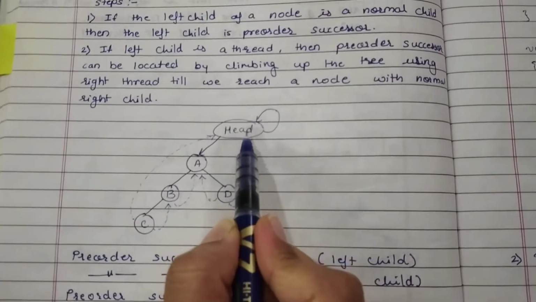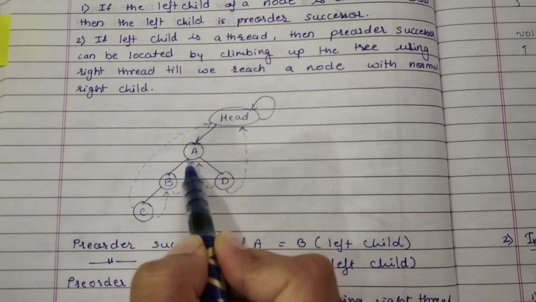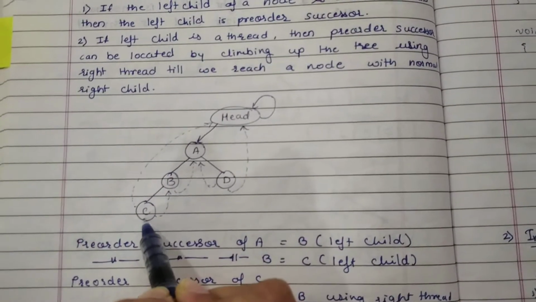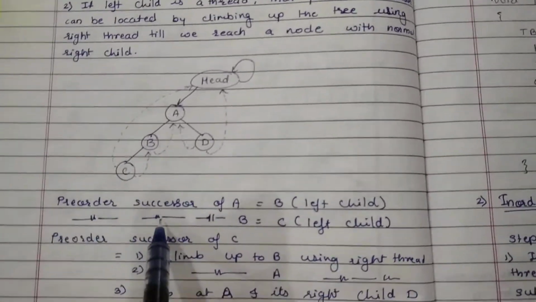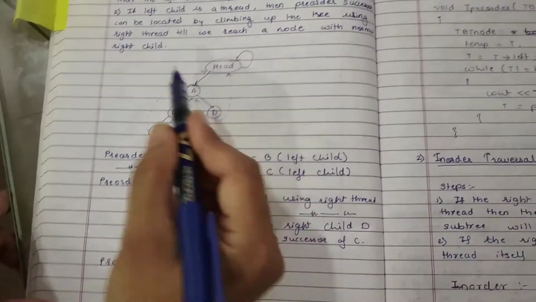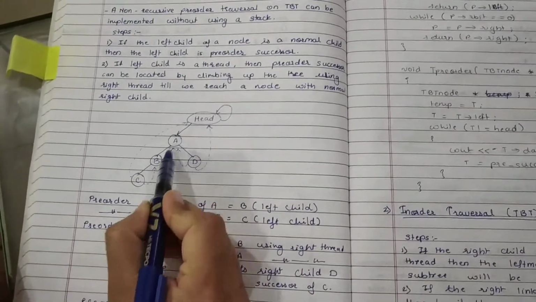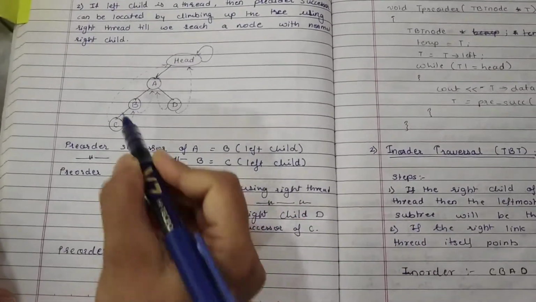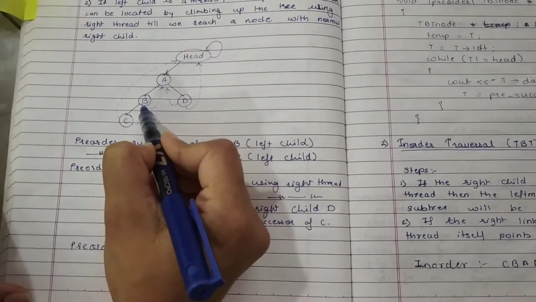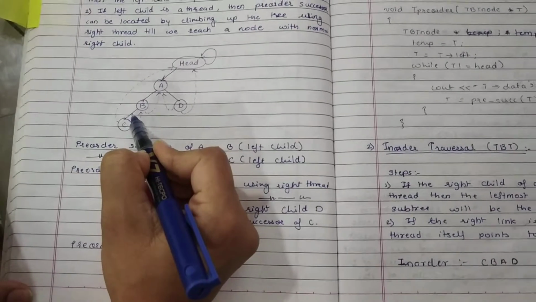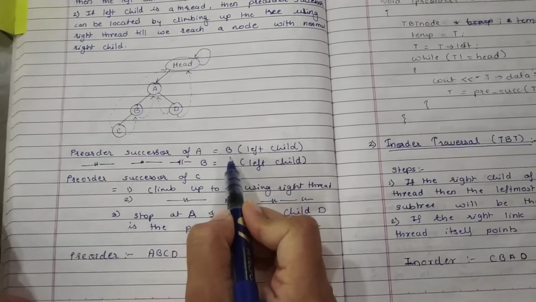In that example, the head is there. The left child of head is A, the left child of A is B, the left child of B is C, and the right child of A is D. Now we can find out the pre-order successor of each and every element to find the pre-order traversal of the given tree. Pre-order successor of A is equal to B because A is having a normal left child. So the pre-order successor of A is the left child of A, that is B.